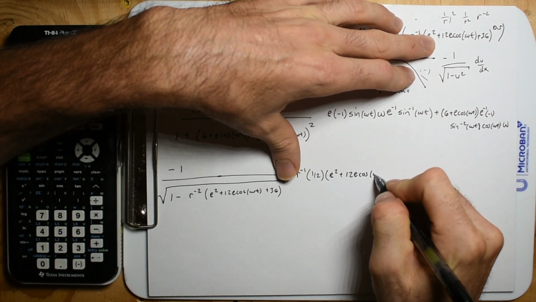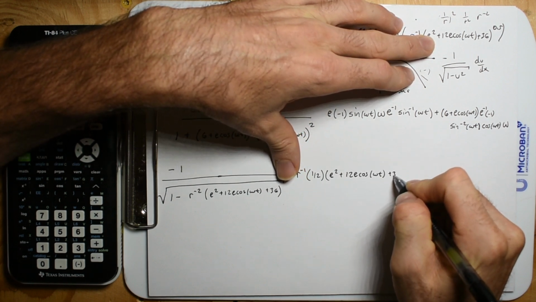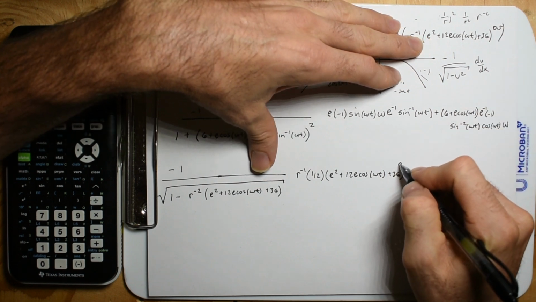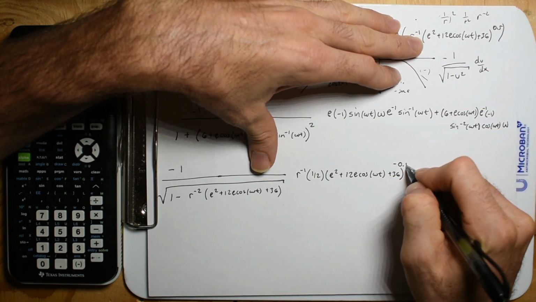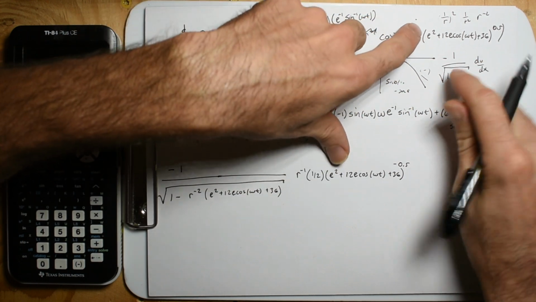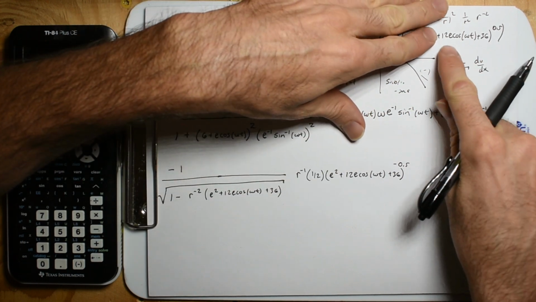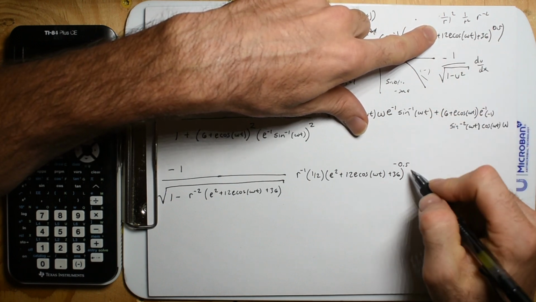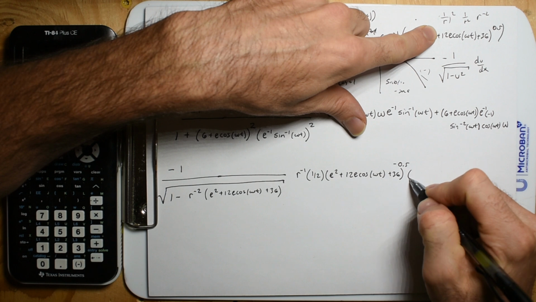12e cosine omega t plus 36. We've got to decrease the power by 1, so we're going to go -0.5. Okay, and then the derivative of the inside. This is a constant. This is a constant. Cool, so we just have this. Fairly easy.